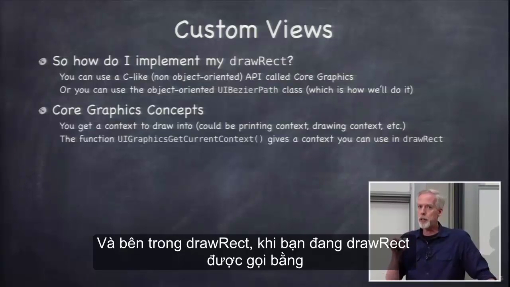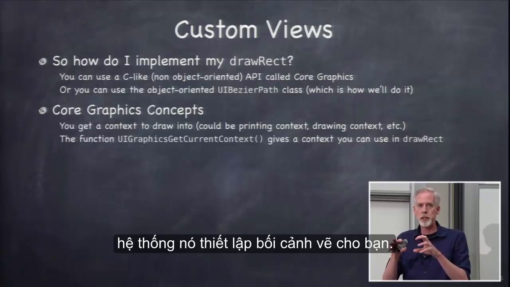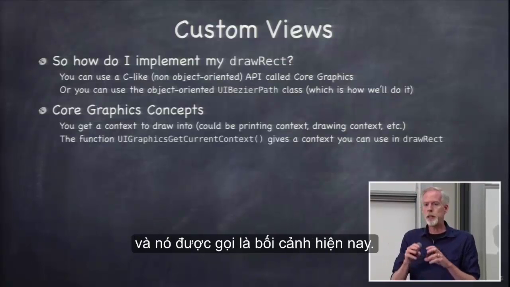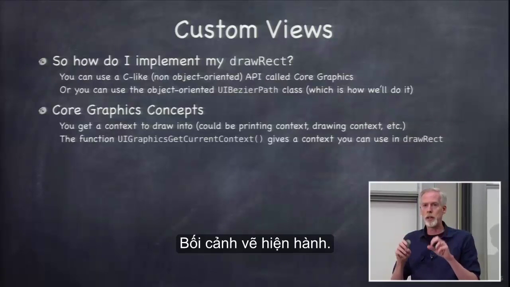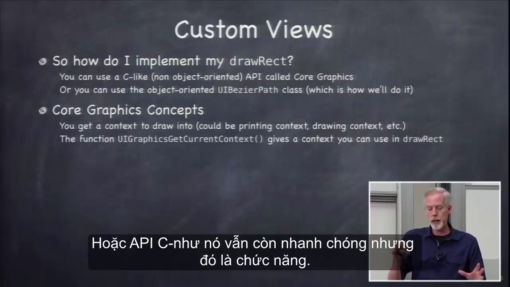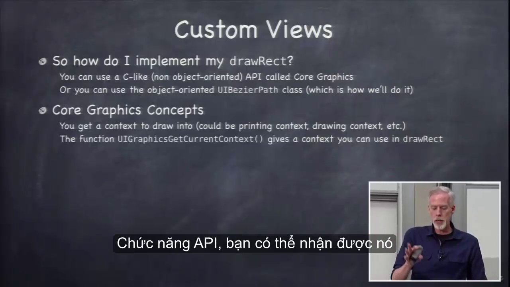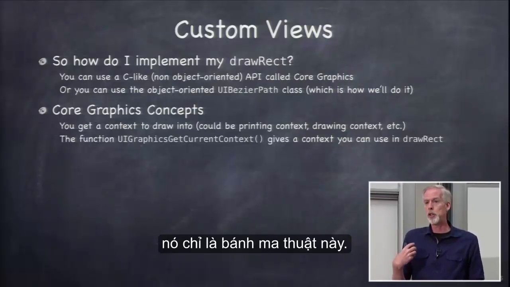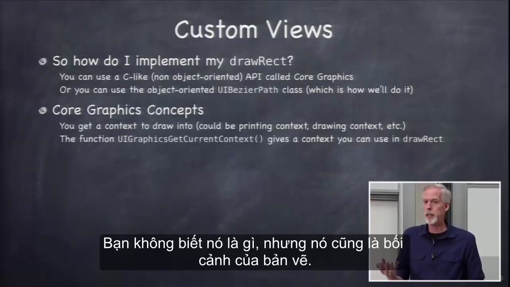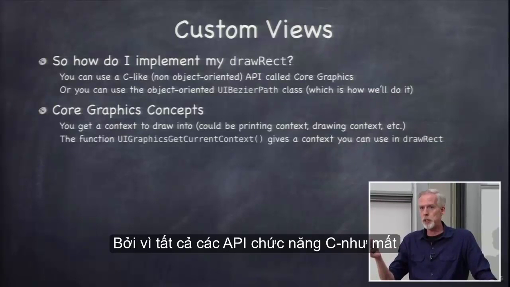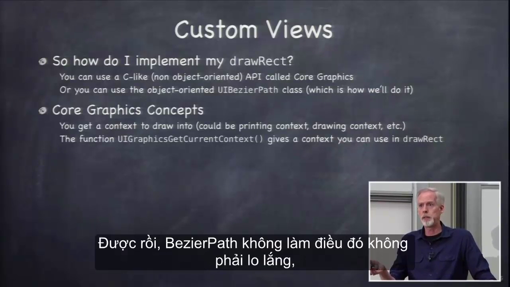And inside drawRect, when your drawRect is called by the system, it sets up the drawing context for you. So it's automatically set up, and it's called the current drawing context. If you were using the C-like API, it's still Swift, but it's a functional API, you can get it with this function, UIGraphicsGetCurrentContext. And it'll return this magic cookie. You don't know what it is, but it is the context of drawing. Because all of the C-like functional API take a context as an argument. The Bezier path doesn't do that, no worries.